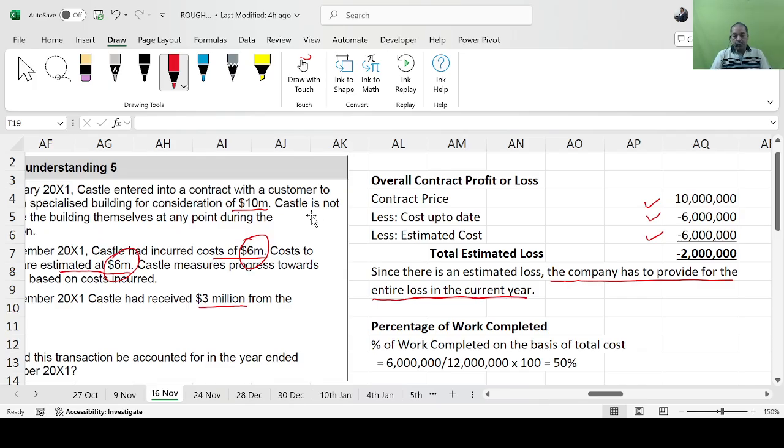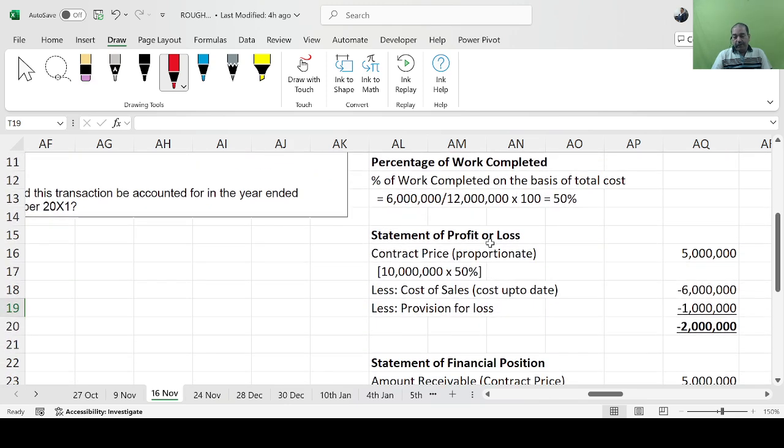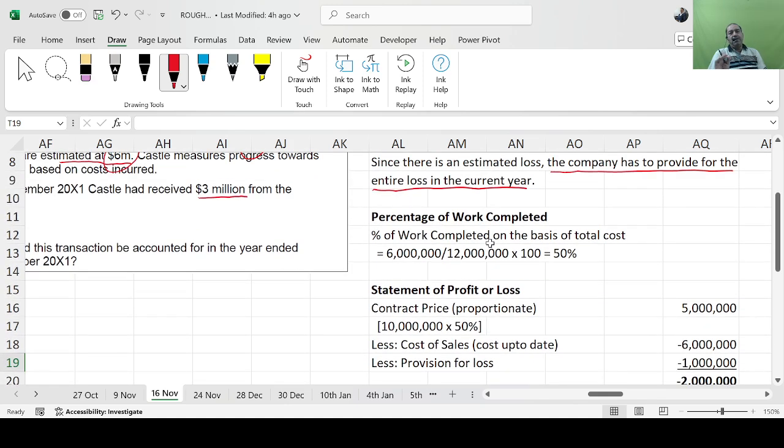Okay. Now, how are we going to provide? Let us see. Step number 2. I am not going to break the steps. Just because there is a loss, my steps don't change. My steps will remain the same. Step number 2 is percentage of work completed on the basis of total cost. 6 plus 6, total cost is $12 million. How much is already incurred? $6 million. So $6 million divided by $12 million, the percentage of work completed comes to 50%.